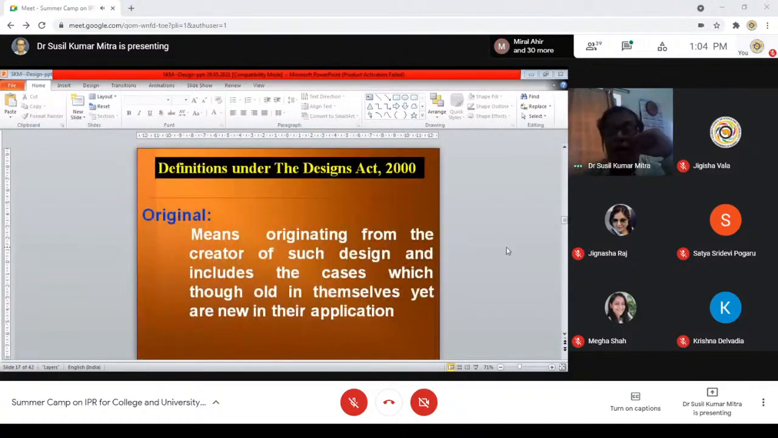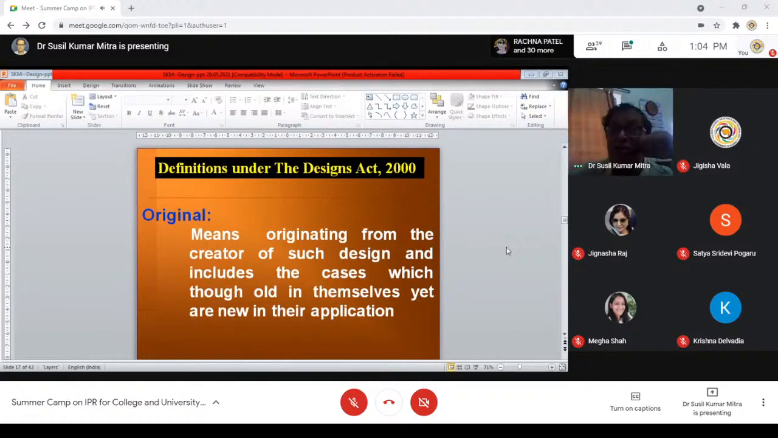So now I am coming to the original. How are we considering that a design is original and new? Original means it originates from the creator of such design. It includes cases where the design may be old in itself, but the application is new. I am giving the example of the Taj Mahal. The design of the Taj Mahal is known to everybody, like the design of the Taj Mahal or Charminar Tower.